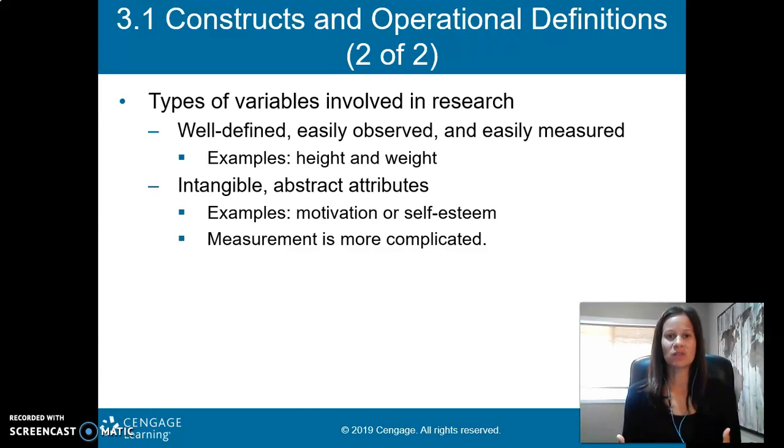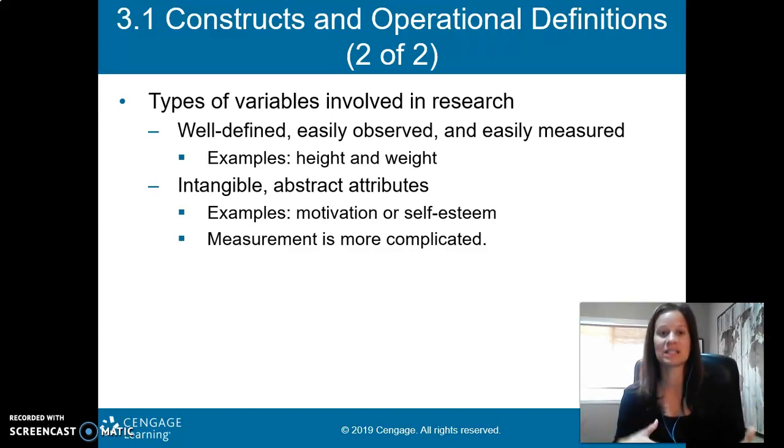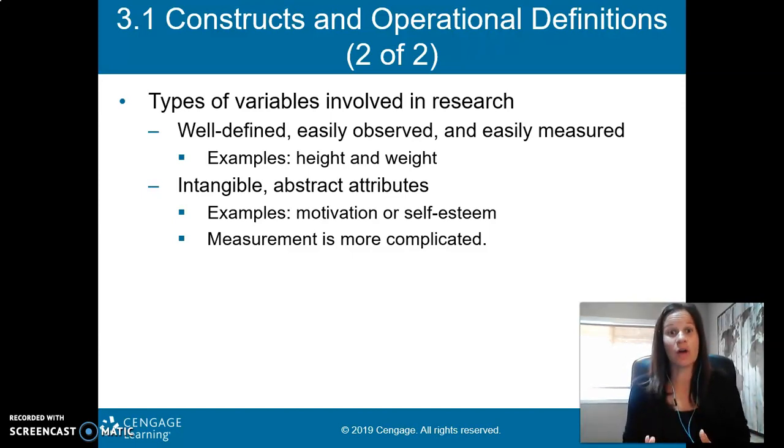Whereas the ones that we're interested in research are a little bit more complicated, which also makes their measurement a little bit more complicated. Variables such as motivation or self-esteem are not like height and weight, right? They're not easily measured by just getting the scale or the tape measure. These are more intangible, abstract attributes, and therefore measurement is more complicated. So, when one researcher talks about morality and another one talks about morality, we need to make sure they're actually talking about the same thing.